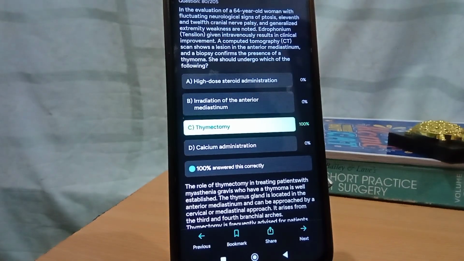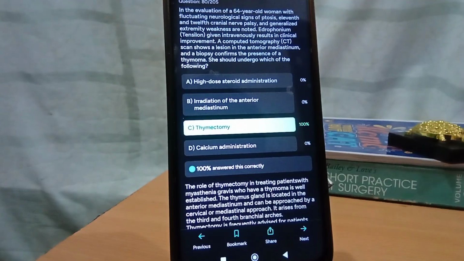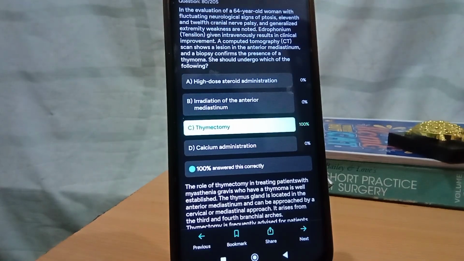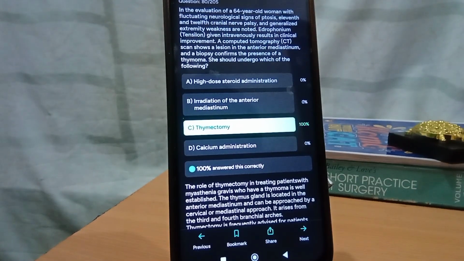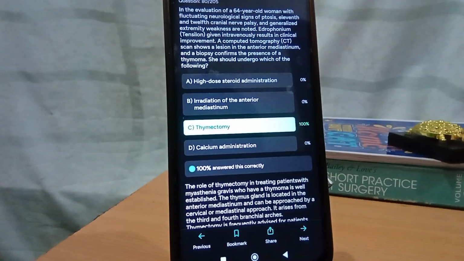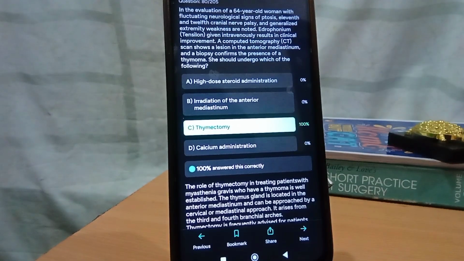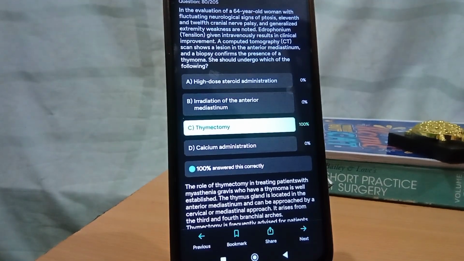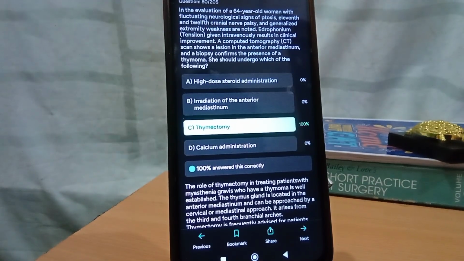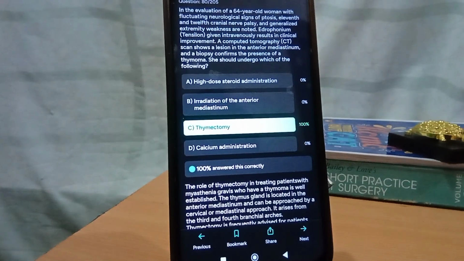In the evaluation of a 64-year-old woman with fluctuating neurological signs of ptosis, 11th and 12th cranial nerve palsy, and generalized extremity weakness, edrophonium is given intravenously, resulting in clinical improvement. A chest X-ray and CT scan show a lesion in the anterior mediastinum, and a biopsy confirms the presence of thymoma. She should undergo which of the following?